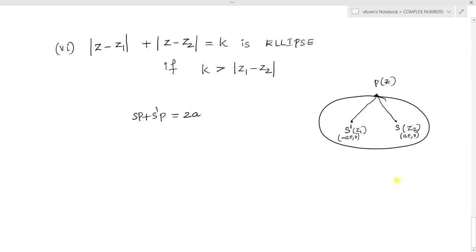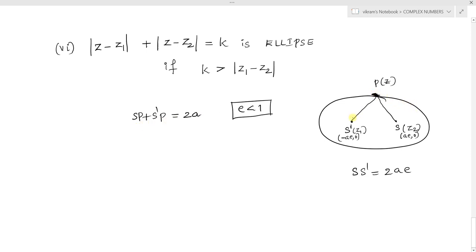Okay, SP plus S'P equals 2a, and we know that SS' equals 2ae, where e is the eccentricity of the ellipse. For an ellipse, the eccentricity is less than 1. Okay, SP plus S'P. And how do we represent SP?